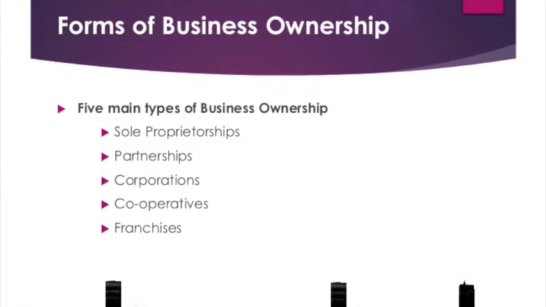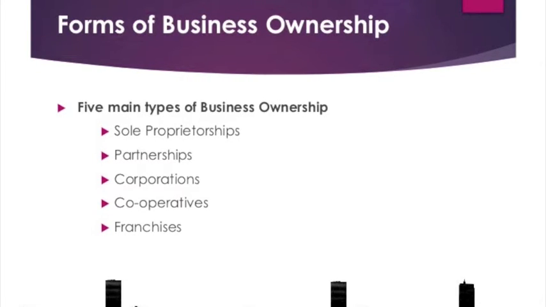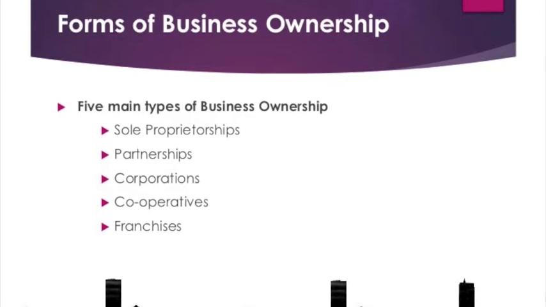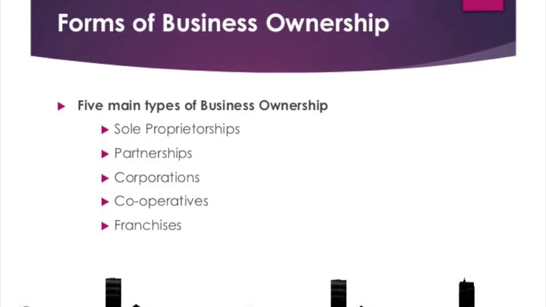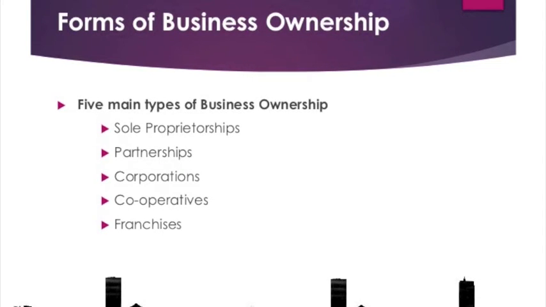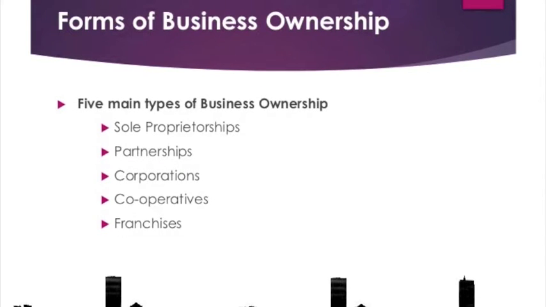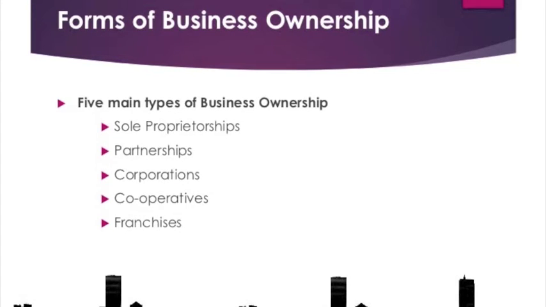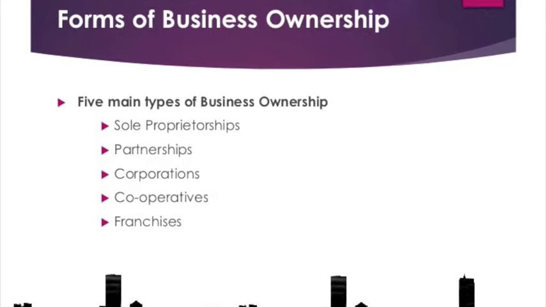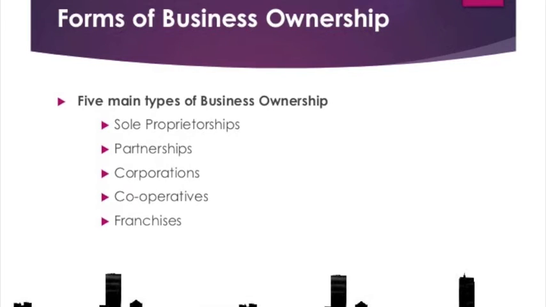Now we are going to look at the forms of business ownership. There are 5 main types of business ownership. Number 1, sole proprietorships. Number 2, partnerships. Number 3, corporations. Number 4, cooperatives. And number 5, franchises. Again, make sure you're filling out the chart you've been provided in this lesson.